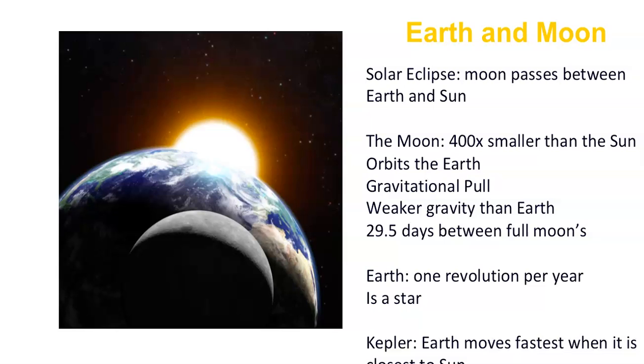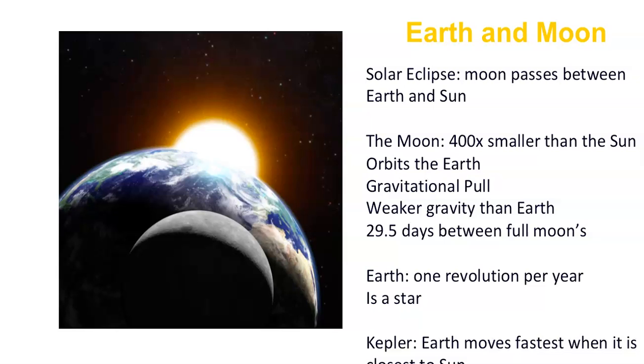And now we'll jump into Earth and Moon. During a solar eclipse, the moon passes between the Earth and the sun, cutting off the sun's light. A lunar eclipse occurs when the moon passes directly behind the Earth into its shadow. The moon is about 400 times smaller than the sun, but it also just happens to be about 400 times closer. The result is that from Earth, they appear to be about the same size.